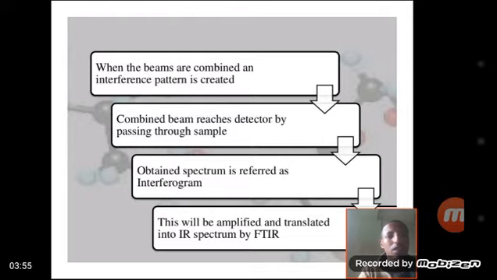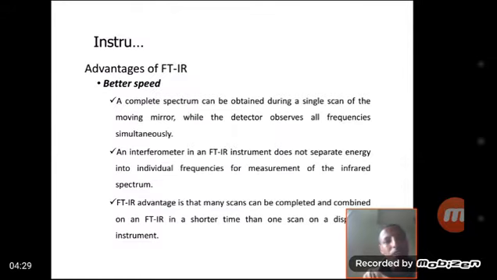The combined beam reaches the detector by passing through the sample. The spectrum obtained is referred to as an interferogram, that means intensity versus time. This will be amplified and translated into an IR spectrum by the Fourier transform. This machine is used to convert the interferogram, or intensity versus time graph, to an absorbance or transmittance versus frequency or wavelength diagram, or spectrum. There are advantages over that of the dispersive IR spectrophotometer.